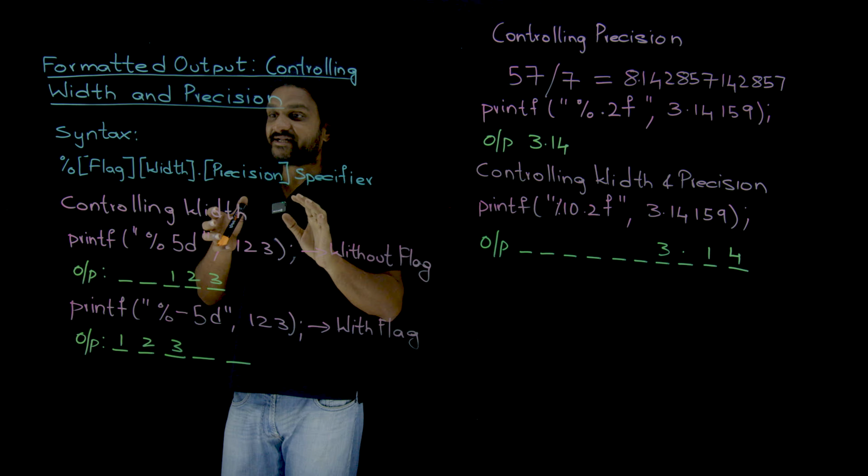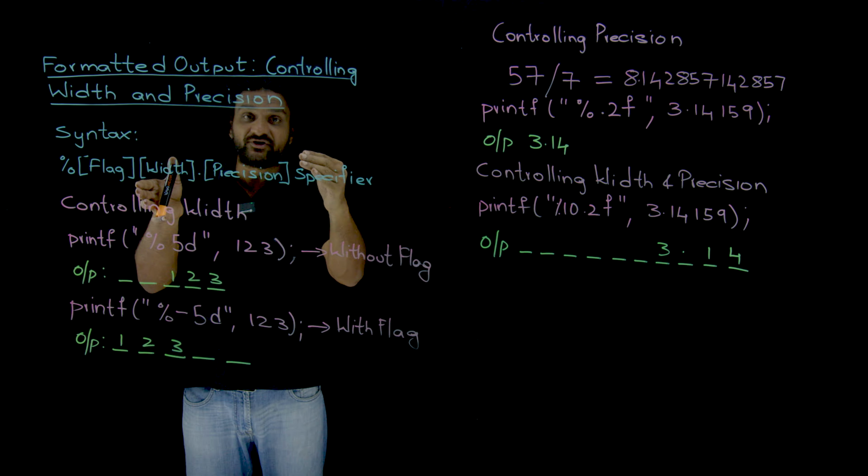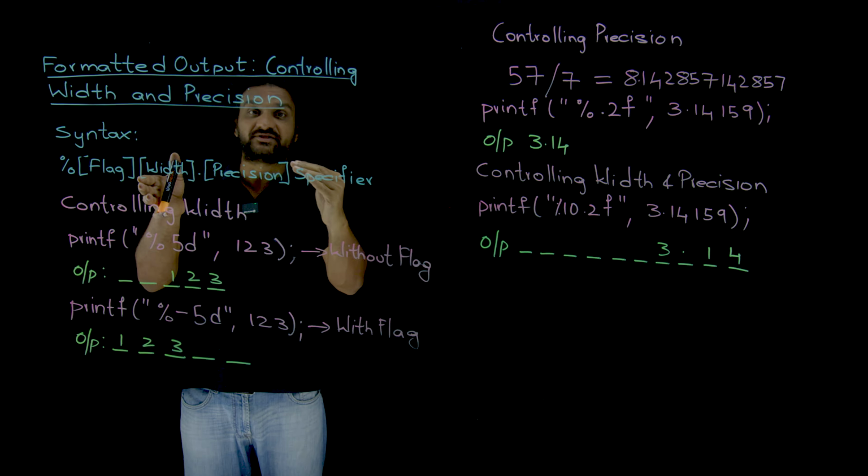So we'll try to understand the syntax of that first, and later we'll try to understand this concept by using examples. The syntax says that within the specification of the format specifier %d, we can specify the flag, width or precision. So let's try to understand this syntax by using an example. By using our first example, we will try to understand how to control the width of the format specifier, meaning the content of the format specifier.